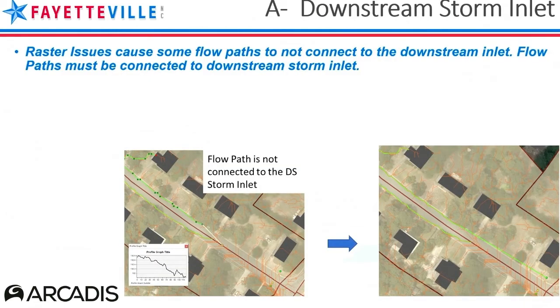The flow path tool uses the digital elevation model and raster images to create the flow paths. Issues with the raster images and flat slopes caused the flow paths to not connect to the downstream inlet. Flow paths were manually extended to the downstream inlet.